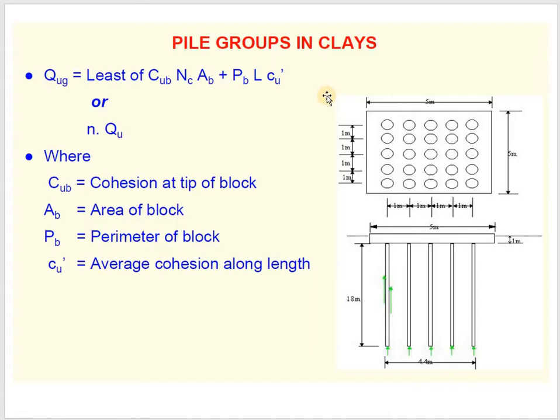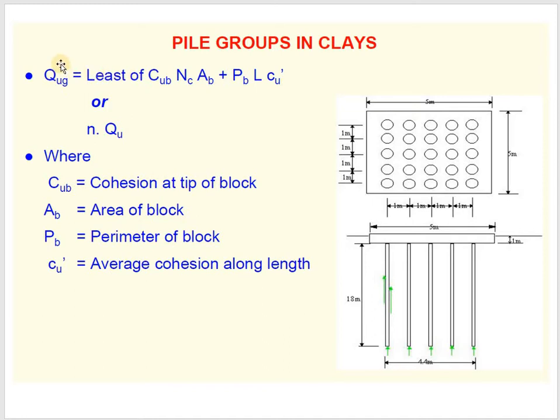Now moving on to the pile groups in clay soil. Here the analysis is slightly different. Here what you do is you consider this entire group as a single block and you find the capacity of that block, that pile group block, and also you find the capacity of an individual pile, then multiply it with the number of piles and we compare whichever is smaller, that will be considered as the capacity of the pile group.